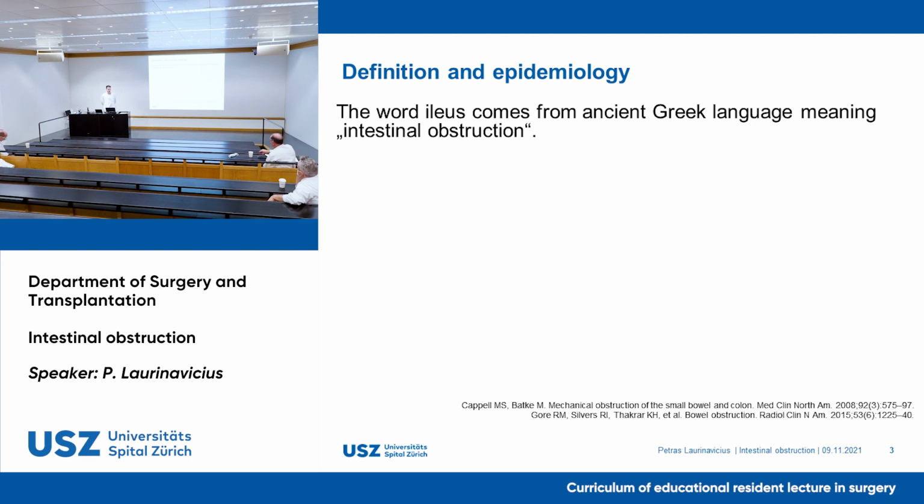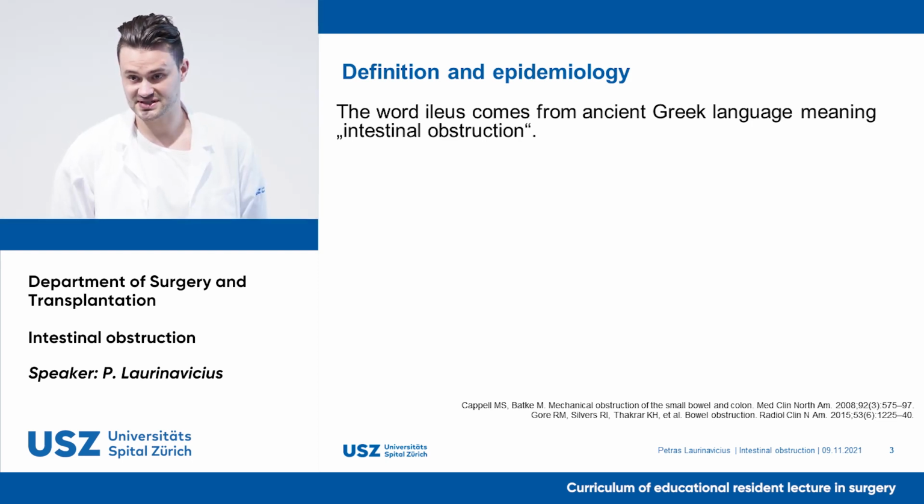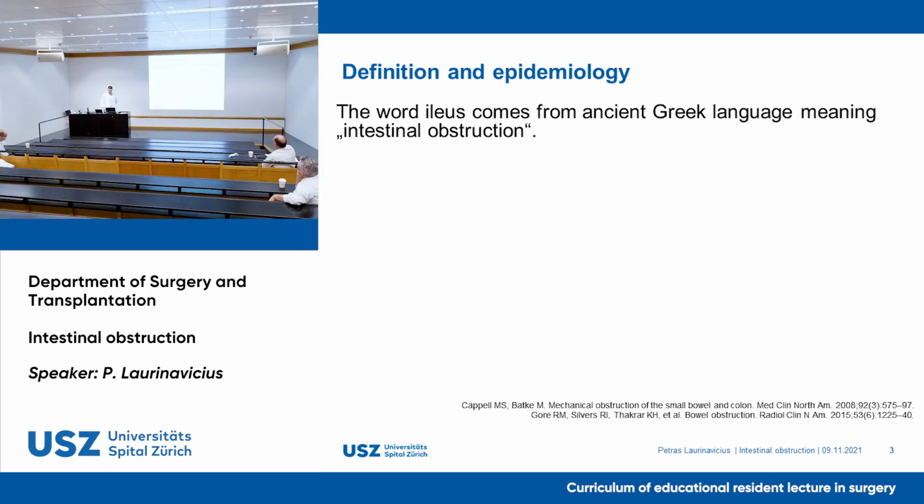To start with, the word Ileus comes from ancient Greek language meaning intestinal obstruction. However, it is worth mentioning that in English-speaking countries, the term Ileus is referred to a failure of normal intestinal motility without the absence of mechanical obstruction. And if the mechanical obstruction is present, the term intestinal obstruction should be used.